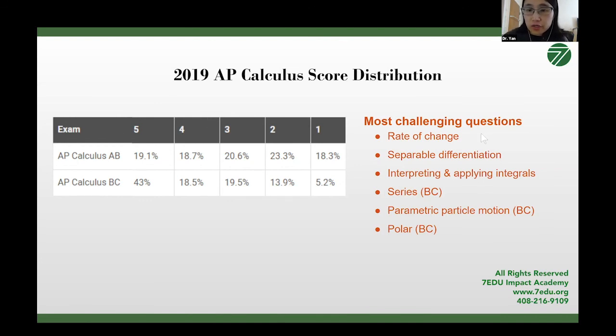And here are some of the most challenging questions based on the recent tests. College Board analyzed the percentage of accuracy for different types of topics, and here's basically where students tend to miss. These are related rates, rate of change problems, like word problems, separable differential equations, and integrating improper integrals. And for the BC part, these consistently are challenging topics for BC students: series, parametric particle motion, and polar. Later on, I will show you some examples from those topics.